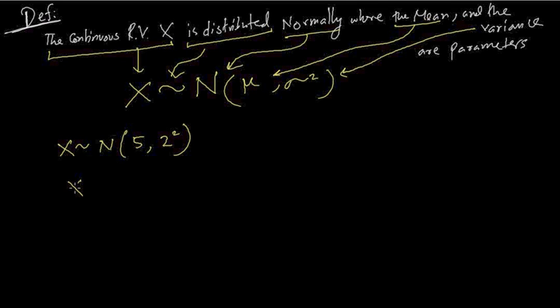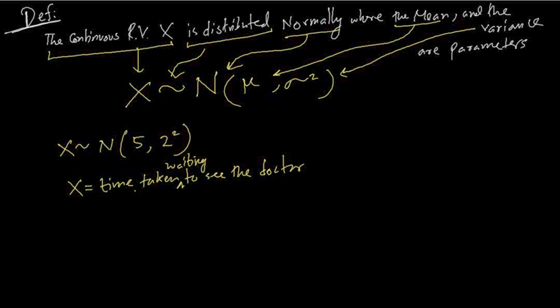Suppose the random variable is the time taken to see the doctor. So time taken in the waiting room, you need some time before you see the doctor, and it can be different for different people. Someone can take 7 minutes, 8 minutes, 10 minutes, 15 minutes, or 1 minute, 2 minutes, but the mean, the center of the data, is 5 minutes. And for the gap from one data to another, suppose one person waits for 7 minutes and another person waits for 3 minutes.